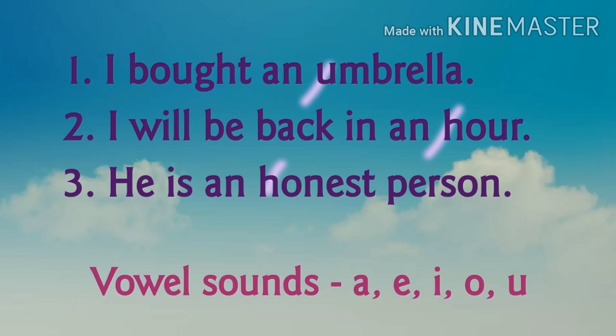The next word, hour. We are not saying "hour" with an H, isn't it? Our is the correct pronunciation. So, an O sound is there. Next one is honest. We are not saying "honest" with an H, it is "onest". So, an O sound is there, a vowel sound. So, this is how we consider vowel sounds and consonant sounds. Clear?